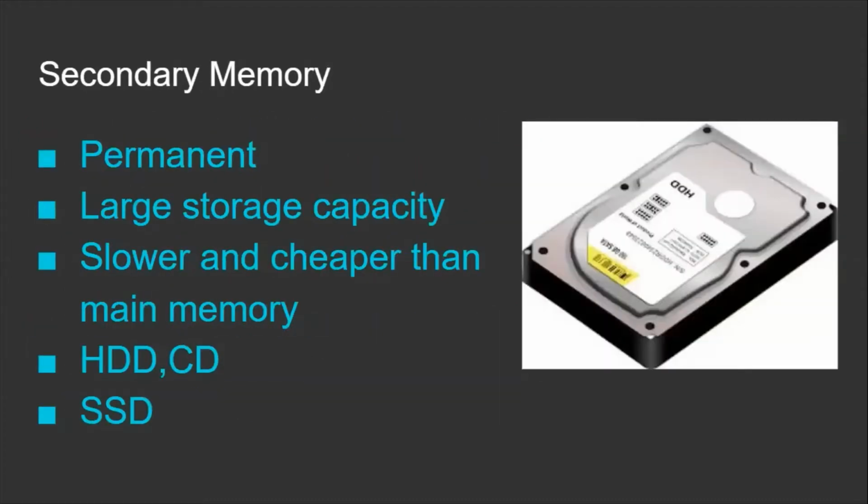The secondary memory, this is permanent memory. It has large storage capacity. It's slower and cheaper than main memory. So we have a lot of types of secondary memory. We have a hard disk drive, CDs, solid state drives, a lot of stuff. You've seen in the computer specifications, you get 512 gigabytes, 1 terabyte, a lot of different varieties. And you always notice that the secondary memory component is much larger than the primary, i.e. the RAM. That's because it's cheaper and also it's able to store a large storage capacity.